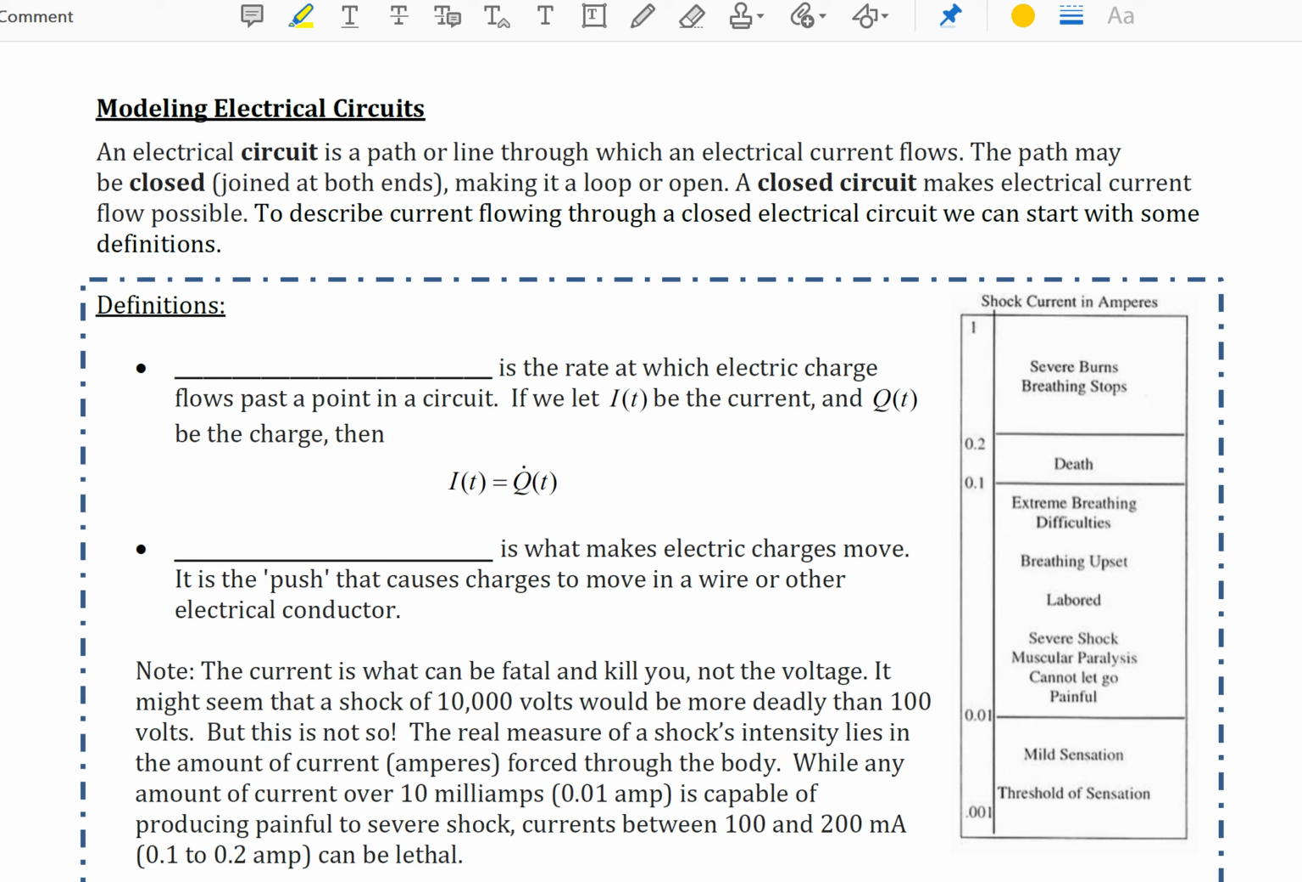Modeling Electric Circuits. An electrical circuit is a path or a line through which electrical current flows. The path may be closed, which is joined at both ends, making a loop, or open. A closed circuit makes electrical current flow possible. To describe current flowing through a closed electrical circuit, we can start with some definitions.